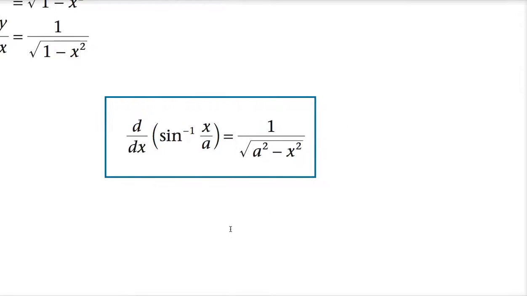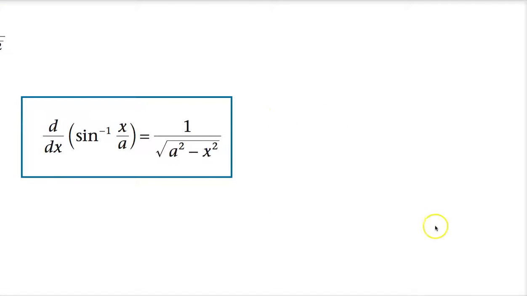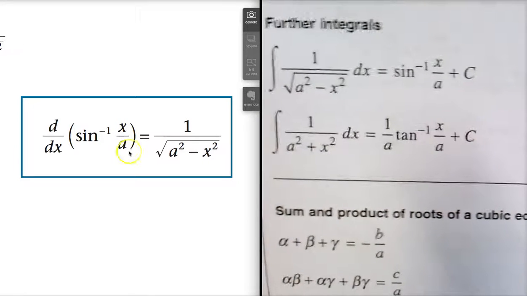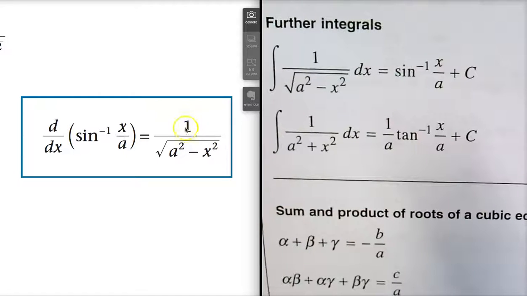Looking at the second rule. This is the one that you see on your formula sheet. If you're differentiating the inverse sine of x over a constant a, and I'm going to show you 2 ways to do this later, it is 1 over the square root of a squared minus x squared. Now, that rule is not on the formula sheet.